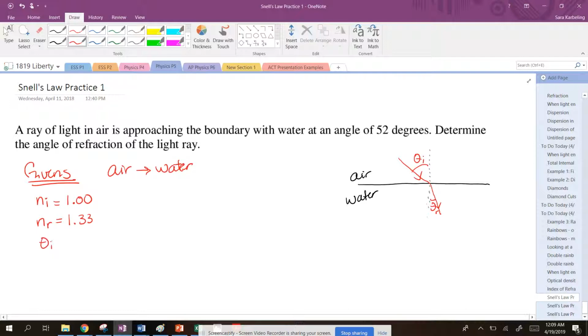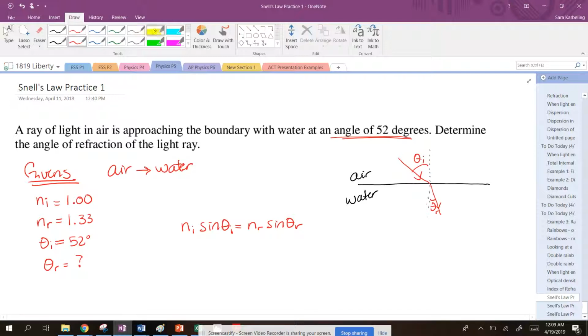We know, because the problem said so, that the initial angle, or the angle that it comes into the water at, is 52 degrees. So that's going to be my theta I. And the thing that I'm looking for, theta R, is the question mark. That's the thing that we're going to try and solve for. We've got one equation that we know how to use for this stuff, so we're going to write it down. That's Ni sine theta I equals Nr sine theta R.